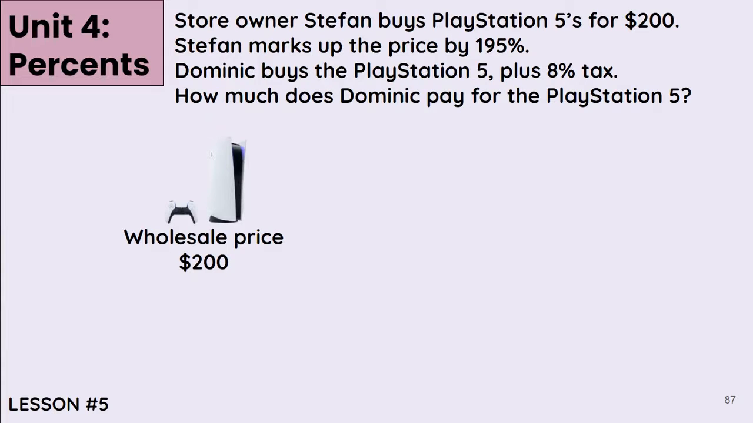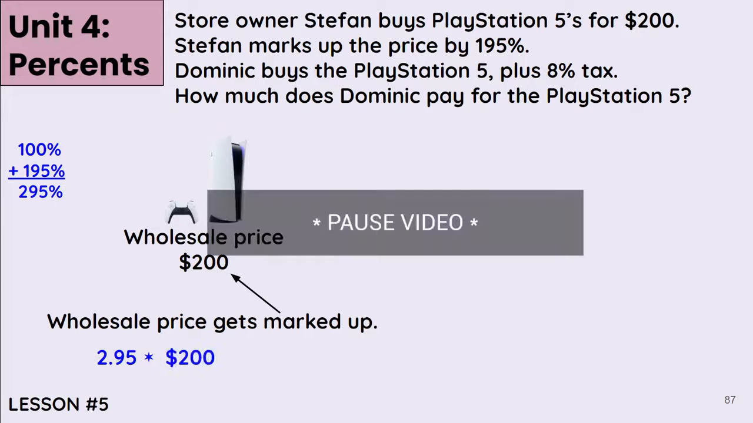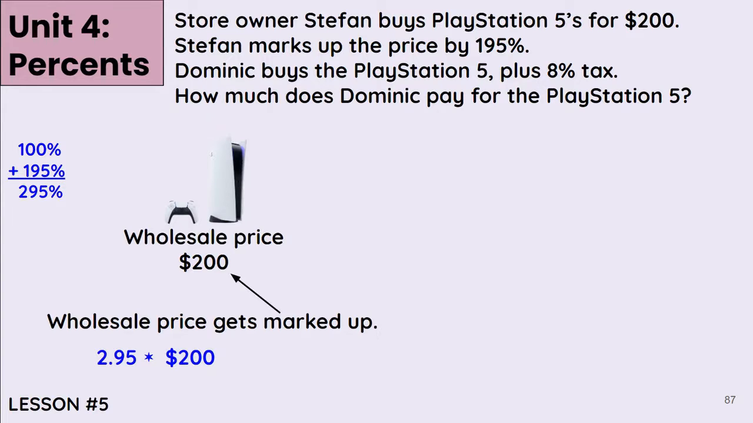All right, so first, the wholesale price is $200, but as we said, the wholesale price is going to get marked up. Stefan marks up the price by 195%. So that means the customers are going to have to pay 100% plus 195%. They're going to have to pay 295%. So go ahead and do 2.95 times the wholesale price. All right, you should have found out that customers are going to have to pay $590 as the retail price.